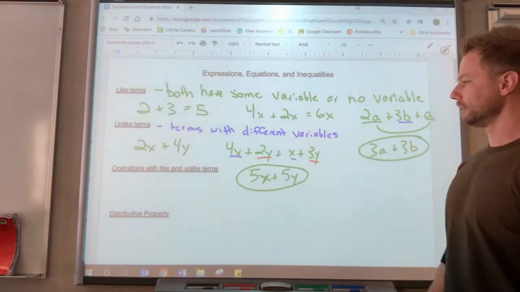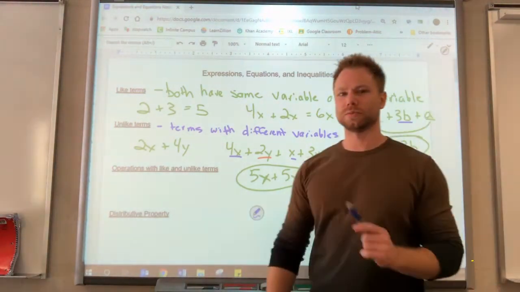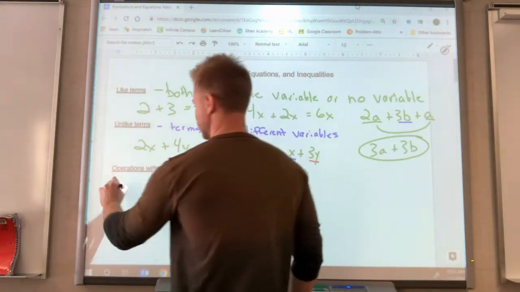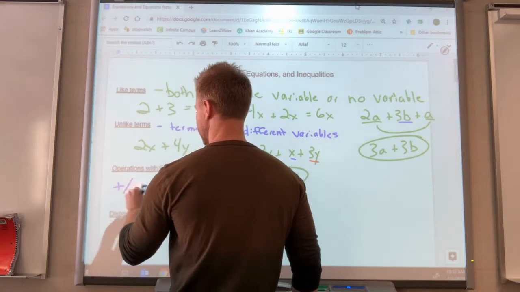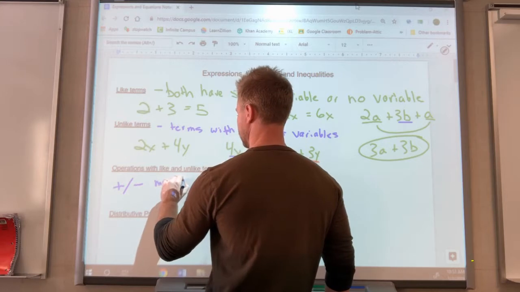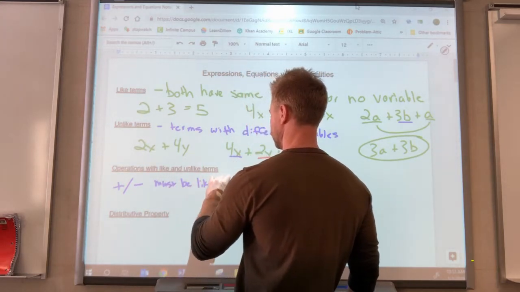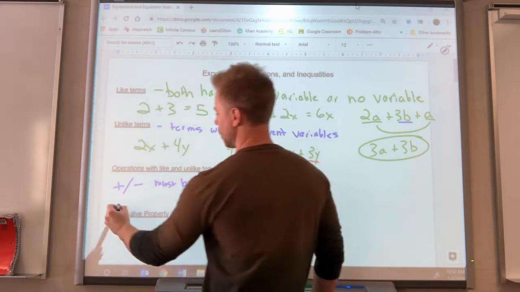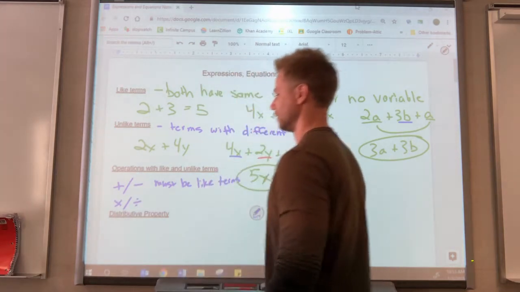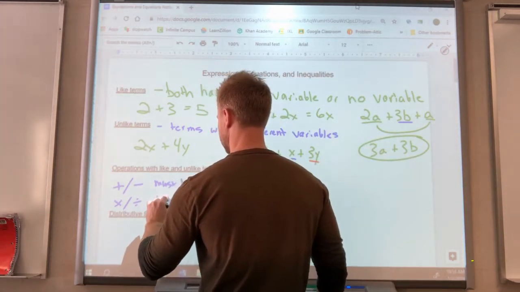Okay, operations with like and unlike terms. We've looked at adding already. If you're adding or subtracting, they have to be like terms. So let's say adding or subtracting must be like terms. If you are multiplying or dividing, then they don't have to be like terms.